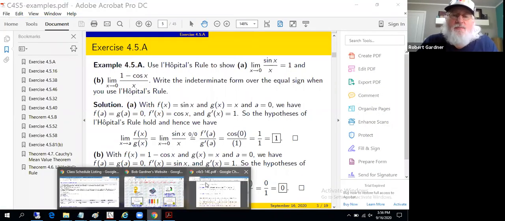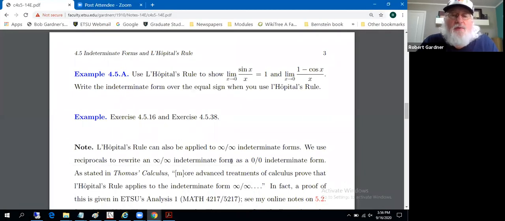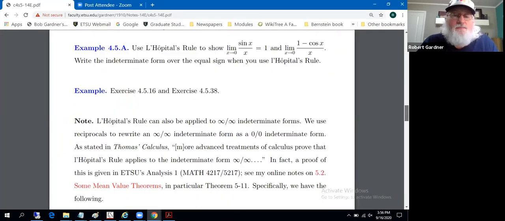To the notes. Let's do a couple more examples.